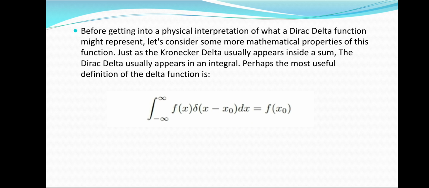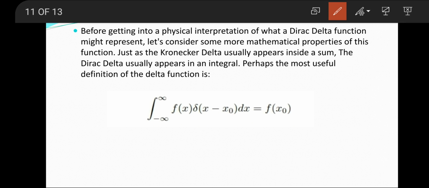Before getting into the physical interpretations of what a Dirac delta function might represent, let's consider some more mathematical properties of this function. The Dirac delta function usually appears in integral form, which is perhaps most useful. One of the most important properties of the Dirac delta function is the integral from minus infinity to plus infinity of f of x delta of x minus x naught dx is equal to f of x naught. This property is one of the most important properties.